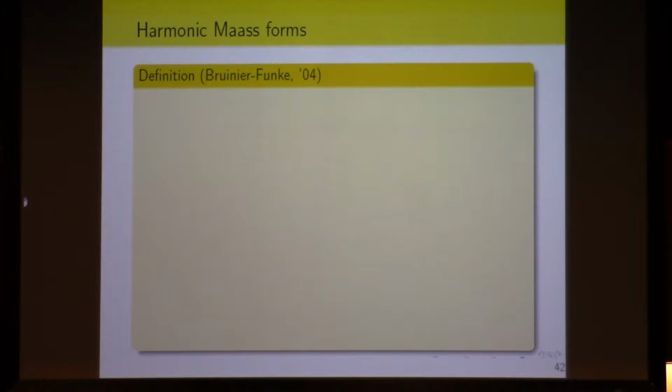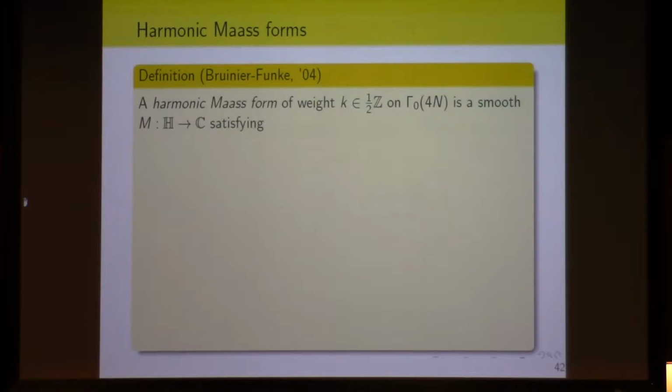So what are harmonic Maass forms? Just like modular forms, they come equipped with a weight. And again, the weight can be an integer or a half integer. We have some level. I'll formally define Gamma_0(N) on the next slide. This is a certain congruence subgroup of SL2(Z). These functions need to be smooth, and they should satisfy three properties.